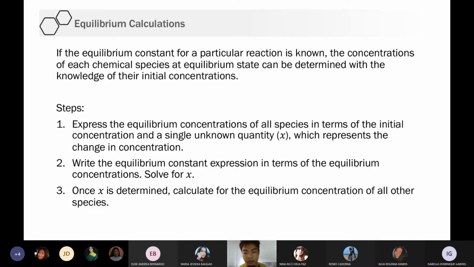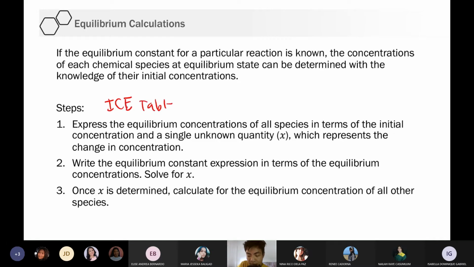Again, the problems I gave you last time were already at equilibrium. Then I also gave a problem where only initial amounts were given. What if I want to get the equilibrium amount from my initial amount? That means the reaction has started going towards its desired direction. So what do I do? Can I determine the equilibrium concentration from the initial? The answer is yes. In order to determine the concentration of our chemical species at the equilibrium state, with the knowledge of their initial concentrations, we have to use what's called the ICE table. Okay?